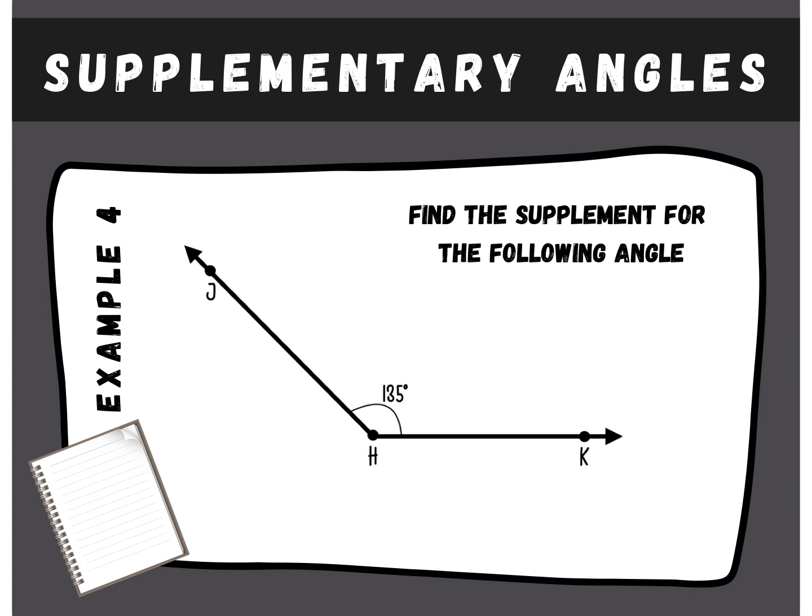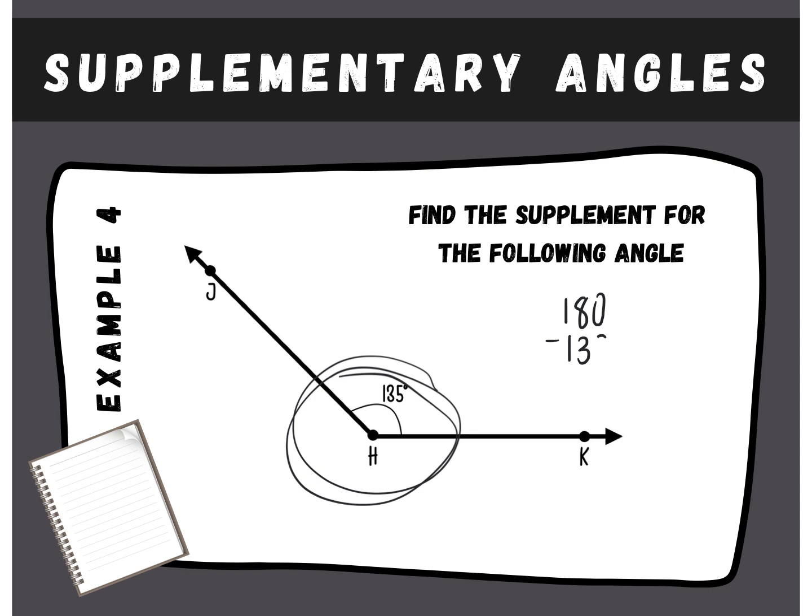So again, this is a problem type you might see. It says find the supplement for the following angle. What this is really saying is there exist 2 angles, but you're only given one of them. We know that together, the angle measures have to have a sum of 180 degrees. Well, if one of them is 135, I can find the other relatively quickly by subtracting 135 from 180. Once I do that, I can see that the supplement to angle JHK has an angle measure of 45 degrees.